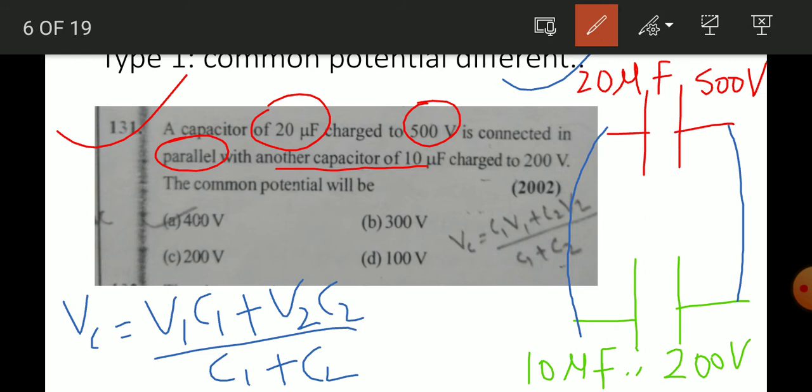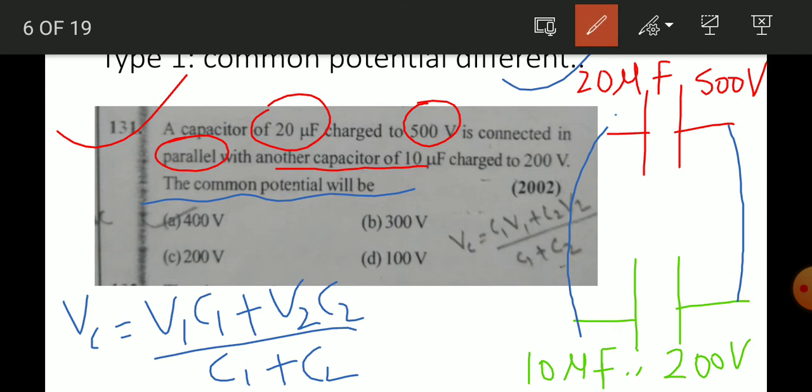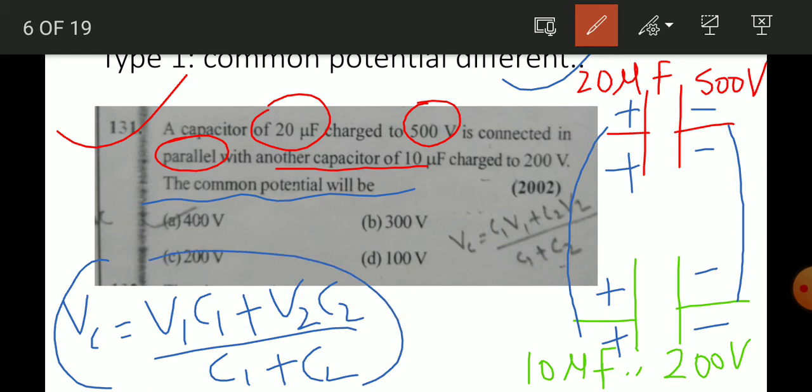So all the values are given. If we put the values in the formula, we can get the common potential. But there are two types in this case of numericals. See what I've done here. Suppose that I have connected the positive plate of this capacitor to the positive plate of this capacitor, and negative plate to the negative terminal. In that case, we will use this formula.